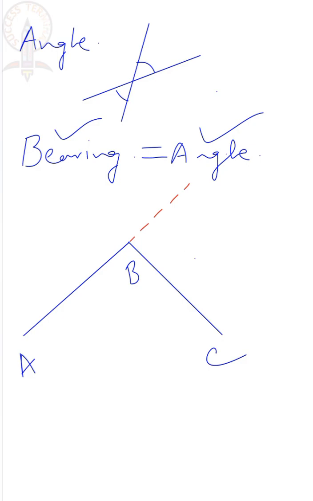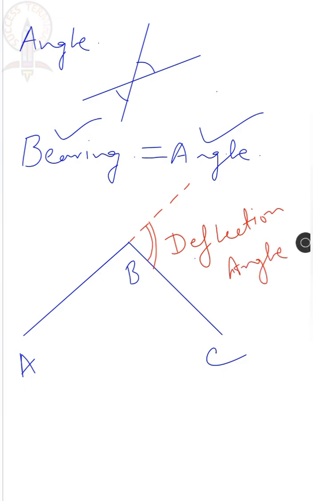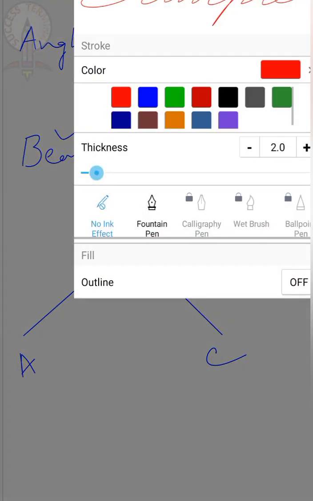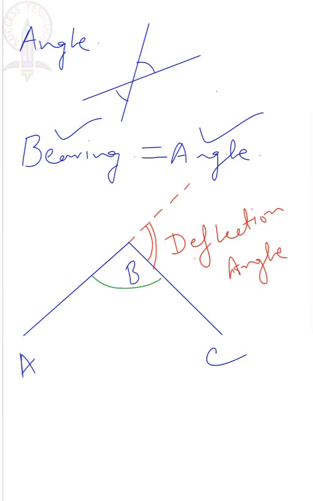Now this angle is known as the deflection angle. Clear? And this angle is known as the interior angle at B, and this is known as the exterior angle at B. Clear? I think this is clear to you.